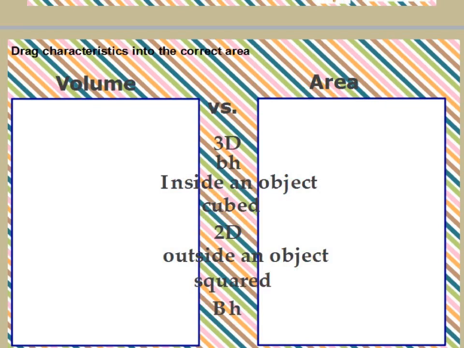Alright, so we've got to figure out the difference between volume and area. And so I want you to figure out which area the words fit in. If we say 3D, are we talking about volume or area? So if we say 3D, we're talking about a 3D object. It has volume. So 3D objects is a volume. That means 2D objects, whenever you're finding area, you're finding the area of a 2D object. Volume is always going to be a three-dimensional object.